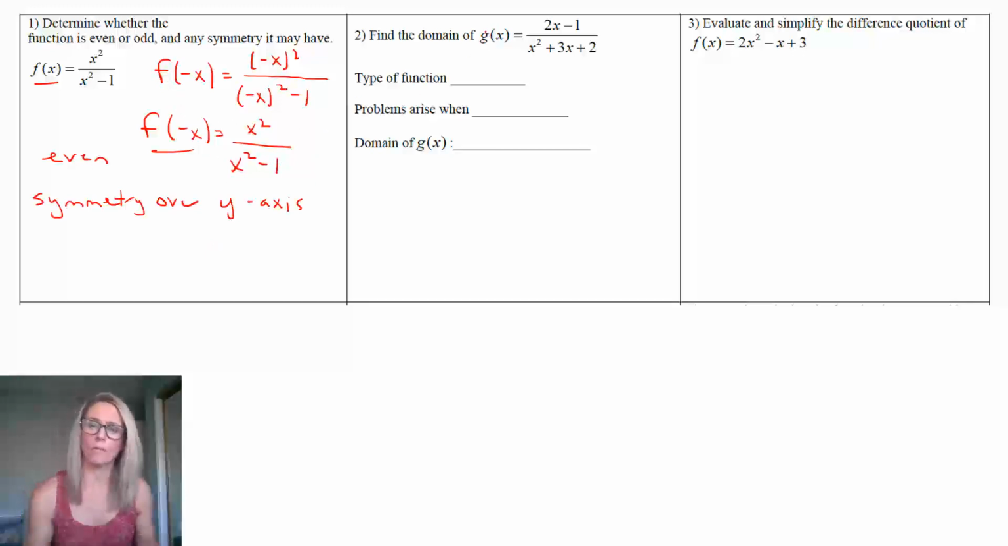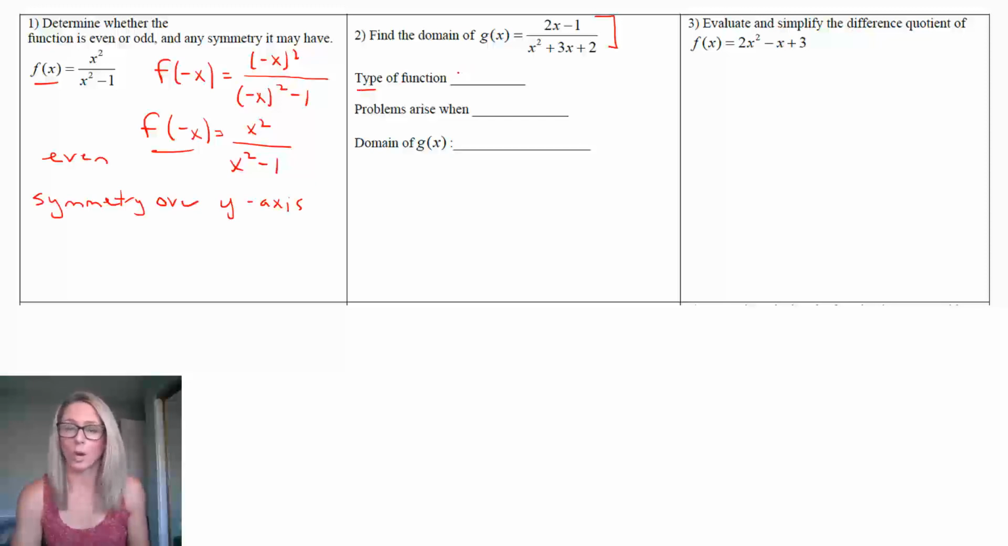So domain is all the values of x that can be plugged into the function, and out is going to come a real number. So taking into account what this function looks like, we have a fraction with a polynomial in the numerator and a polynomial in the denominator. When we're asked the type of function, hopefully people recognize that as a rational function. Rational functions are of the form p of x over q of x, as long as q of x is not 0.